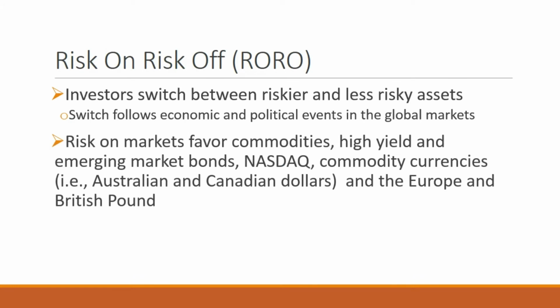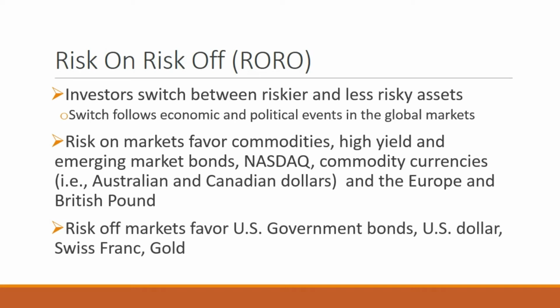Risk on markets are ones that tend to have higher yield but also more volatility, and they include commodities, high yield and emerging market bonds, NASDAQ, high tech, commodity currencies such as Australian and Canadian dollars, and the European euro and the British pound. Risk-off markets favor U.S. government bonds, U.S. dollar, Swiss franc, and gold.